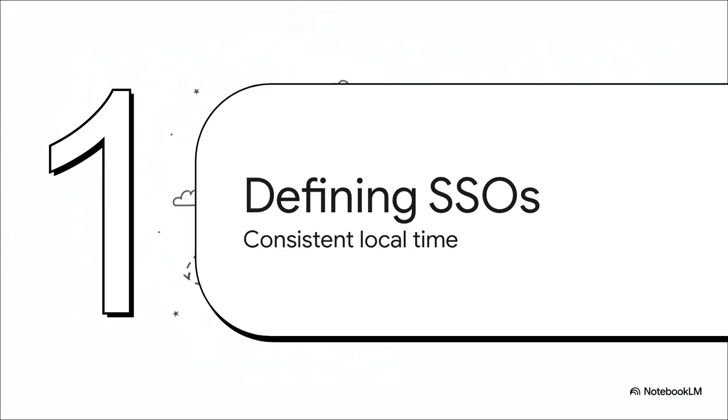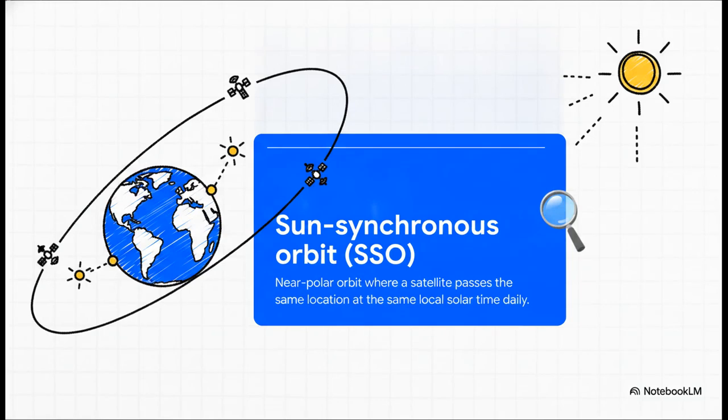Moving right along to Section 2. Defining sun-synchronous orbits. A sun-synchronous orbit, or SSO for short, is defined as a special type of near-polar orbit where a satellite passes over the same location on Earth at approximately the same local solar time every day. Now, this is the magic sentence right here. Because it hits that exact same local solar time, the sun's position in the sky is nearly identical for every single pass over the Earth. It essentially locks the lighting conditions in place for the satellite's cameras.